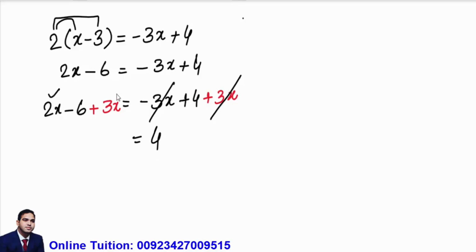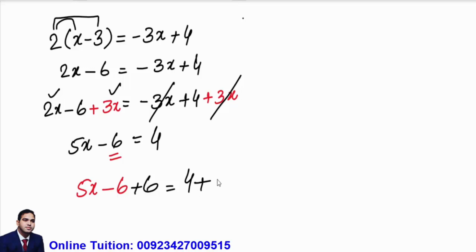This is 2x, this is 3x, these are positive, so 2 plus 3 is equal to 5x. Now negative 6. Now you have to remove this 6. For this, 5x, negative 6, this is negative, we will do positive 6 on both sides. This is 4 and this is plus 6.